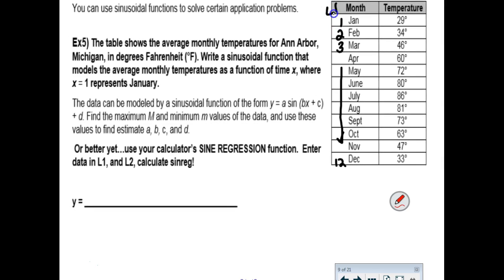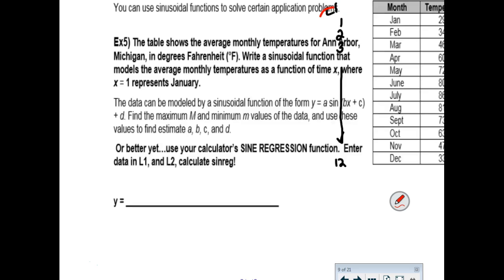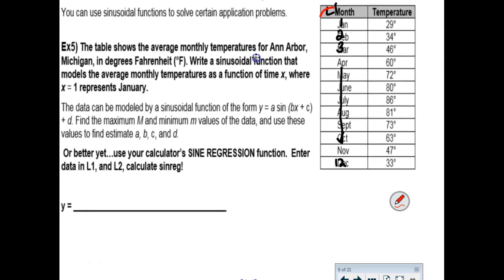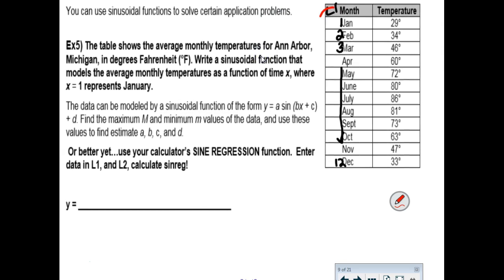Let's try this again. List 1. These are all list 1. And we're going from month 1 to month 12. And then carefully typing in your temperatures into list 2.